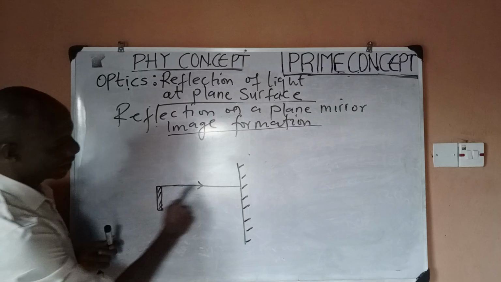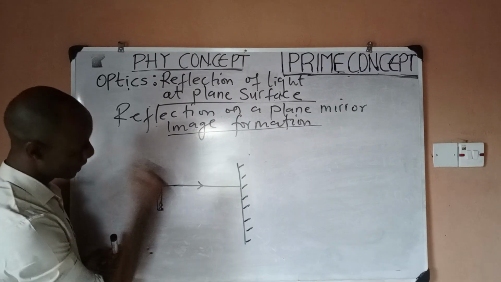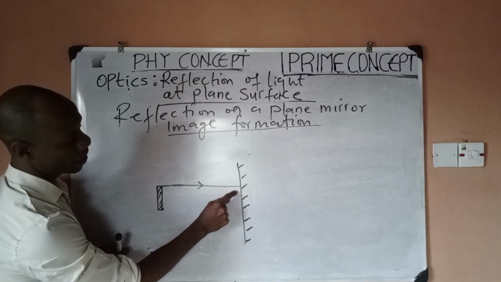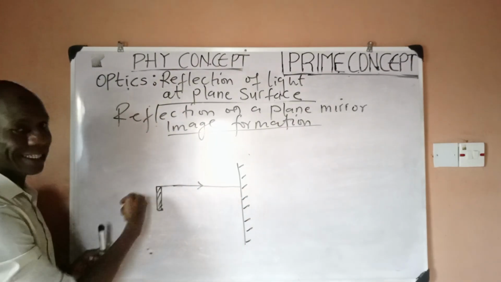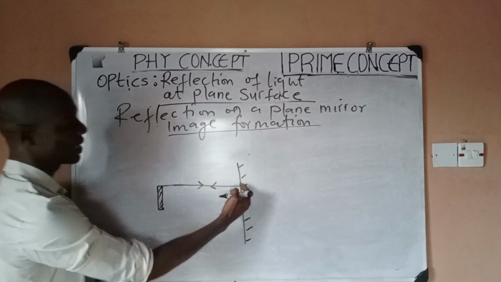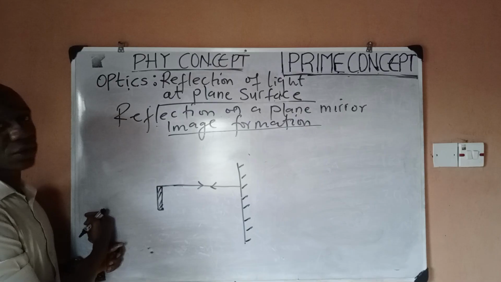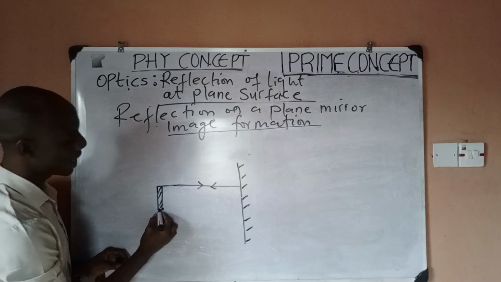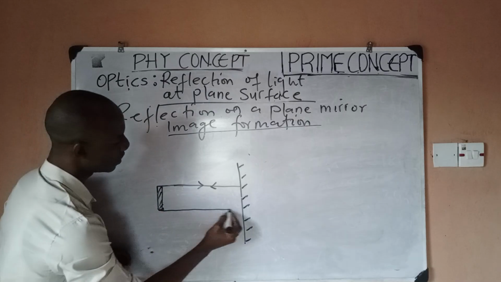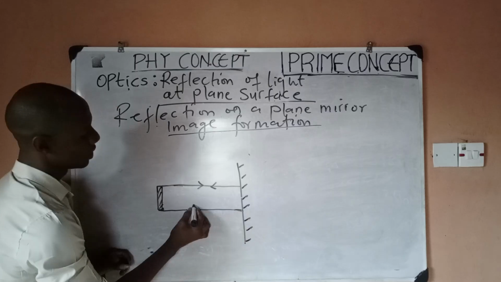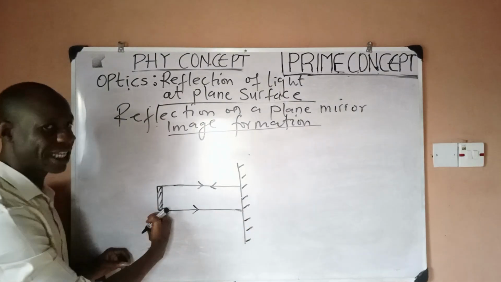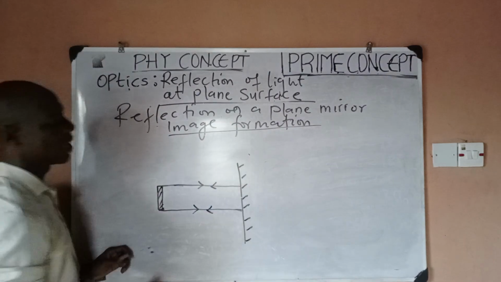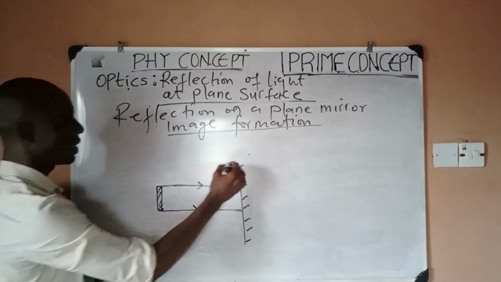Now, if this ray is straight, it means it will meet this mirror at an angle of 90. So if it hits at an angle of 90, it will come back in the same direction. So it will be reflected in the same path, right? Now, if I do the same here at the bottom, draw a parallel incident ray, when it hits your mirror, because it is 90, it will still be reflected at an angle of 90 in the same direction, right?